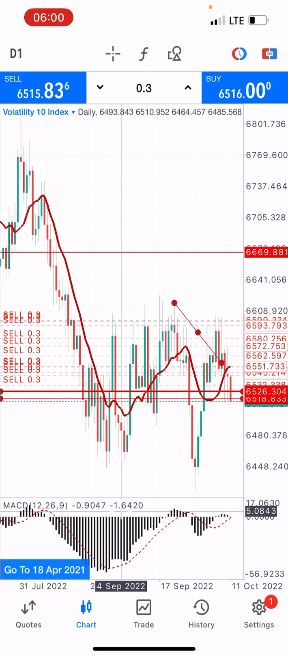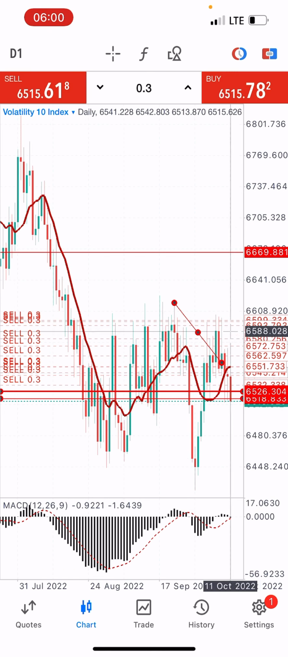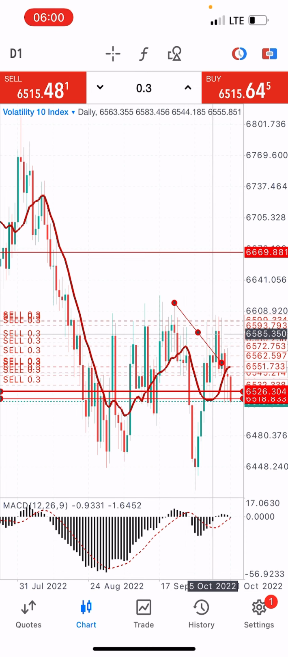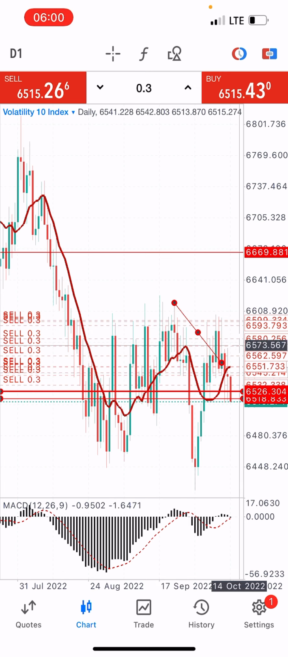And from the daily time frame, you start seeing this rejection forming, like a double top right here. My trend line was all active. I can see a trend line.